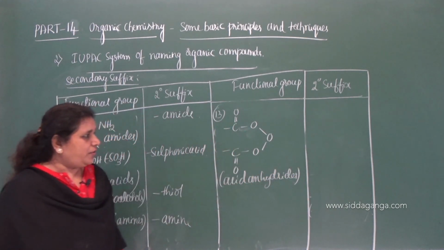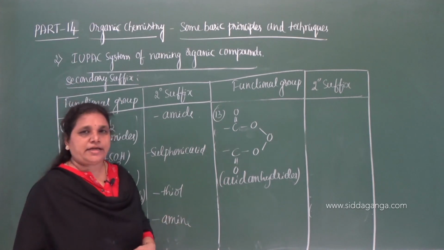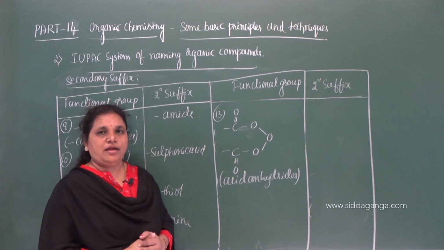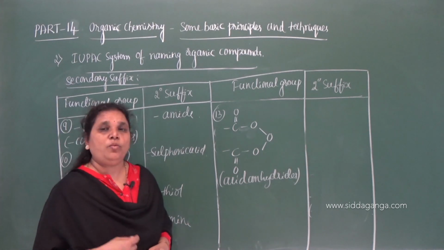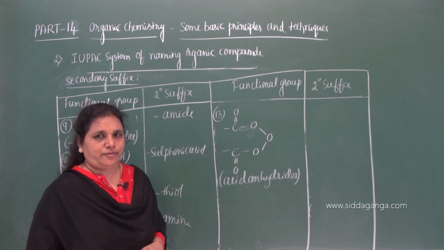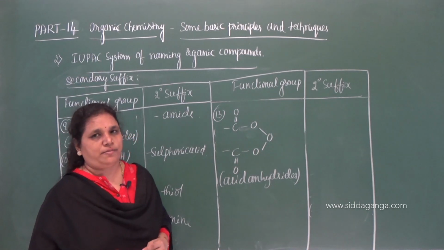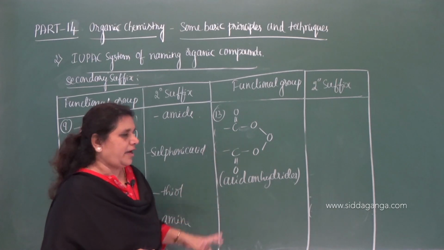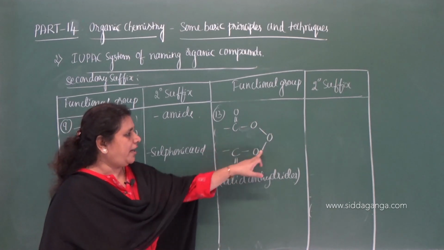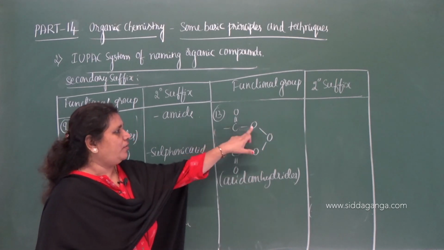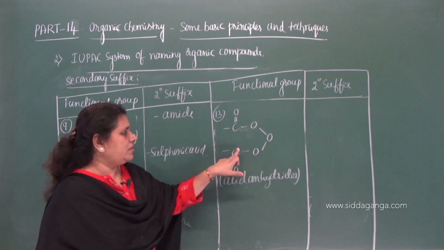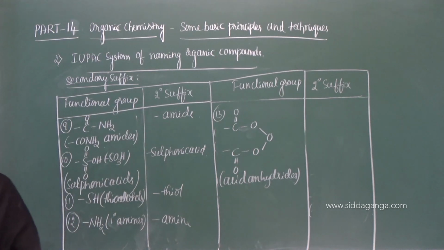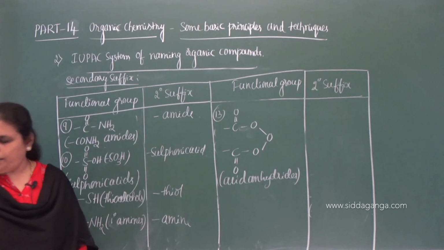So I think you remember what we mean by acid anhydrides? The compounds which are obtained by removing one molecule of water from two molecules of carboxylic acids. Then that group is called the anhydride group. This is the anhydride group, C double bond O, C double bond O. So this is the anhydride functional group that you have to remember.